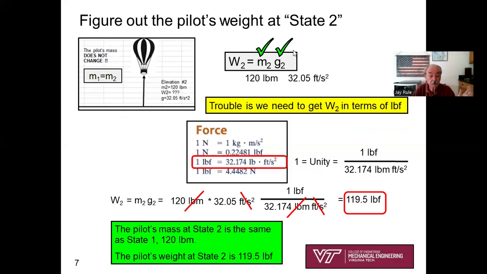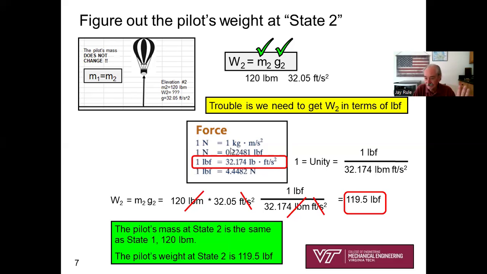Okay, we're coming down the home stretch. Figure out the pilot's weight at state 2 or elevation 2. We'll write down our fundamental. W2 equals M2 times G2. Okay, I've got both of those. M2, that's M1, 120 pounds mass. G, given, 32.05 feet per second squared. I've checked those off. Now, the trouble is we can't just go to the calculator because W2 needs to have units of pounds force. If we just went to the calculator, we'd have pounds mass feet per second squared, and that's useless to us as engineers.